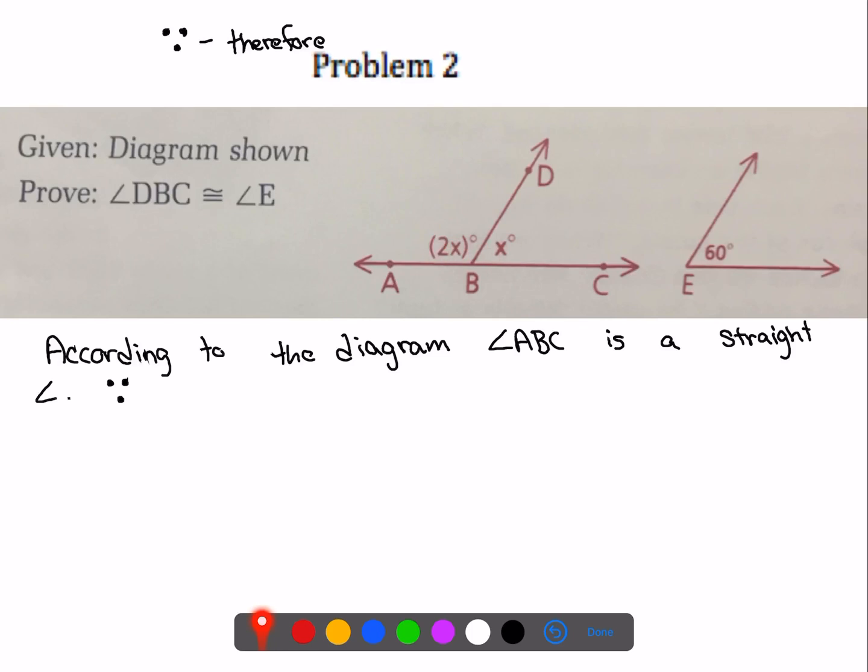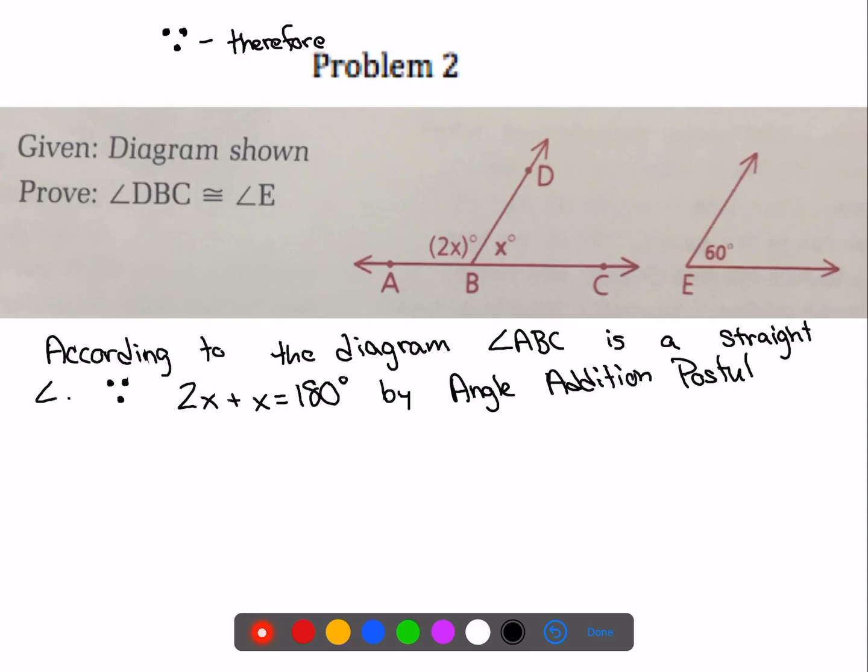So I can say 2x plus x equals 180 degrees by angle addition postulate. So therefore we can say 3x is equal to 180 and x is equal to 60. So we know x is equal to 60.